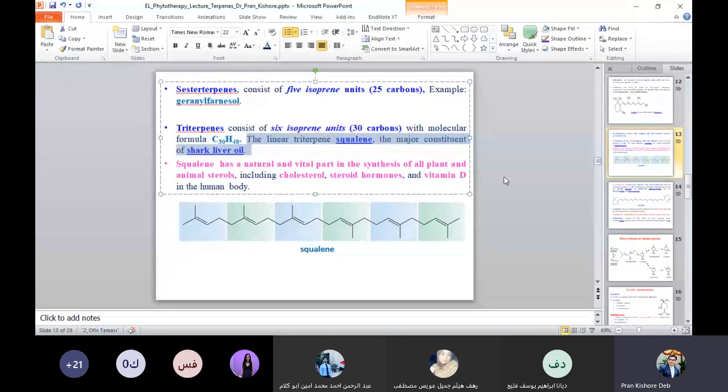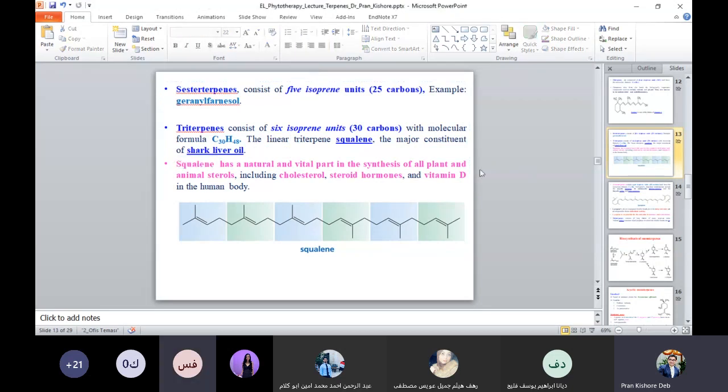You need to remember which constituent is present where and what its function is. I can ask a question: which of the following triterpenes is present in shark liver oil? Squalene. Squalene plays a vital part in the synthesis of all plant and animal sterols, including cholesterol, steroid hormones, and vitamin D in the human body. That's why consuming shark liver oil is very good for health.